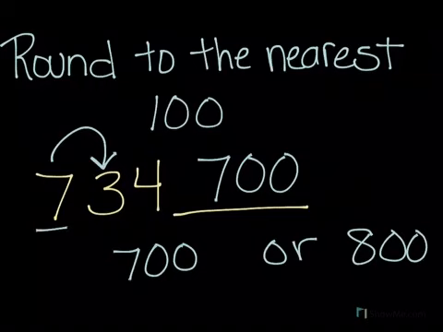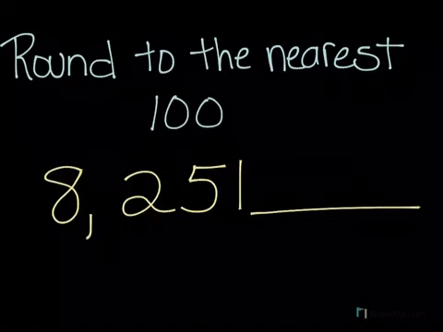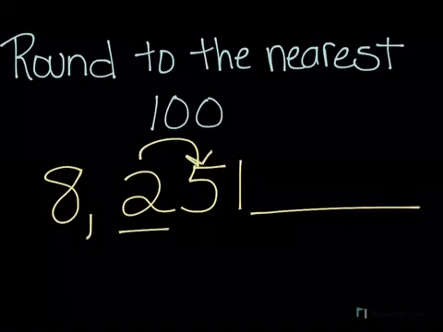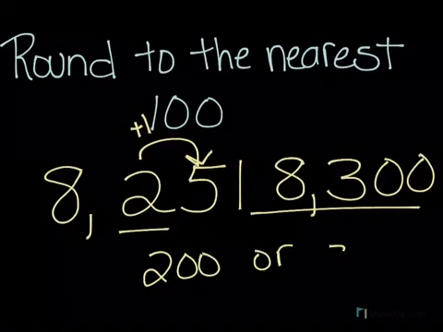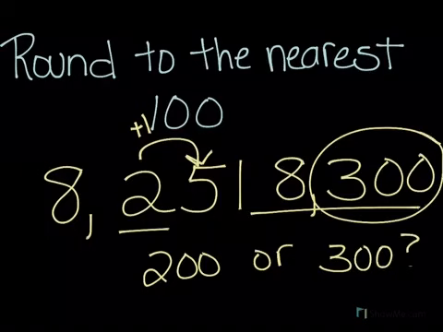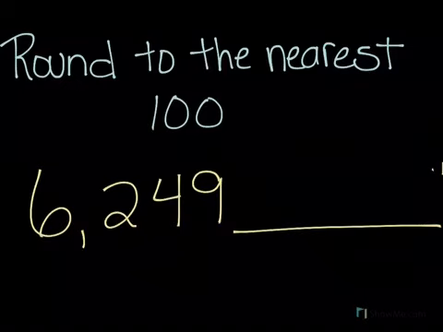Let's do another example. I underline my hundreds place, look to the right. It's a 5, so 5 or bigger, we add 1. This would round to 8,300. I'm asking myself, is it closer to 200 or 300? In this case, it was closer to 300.